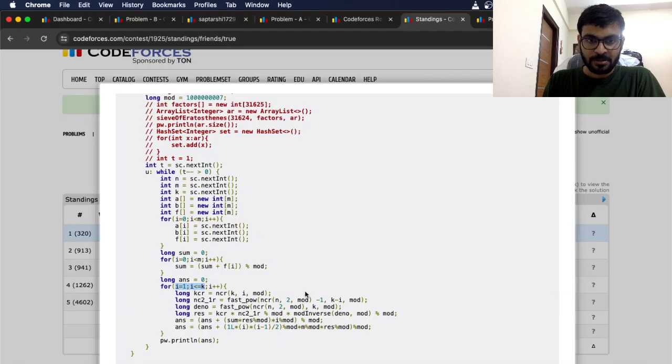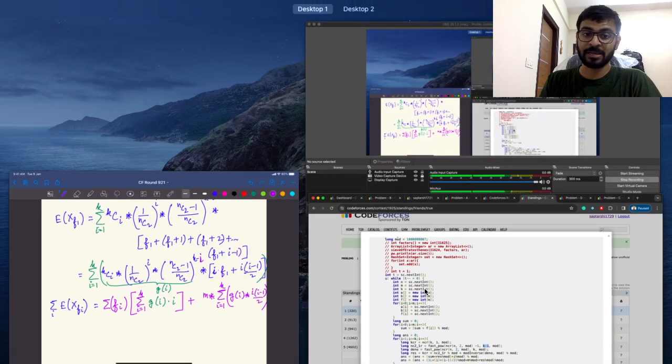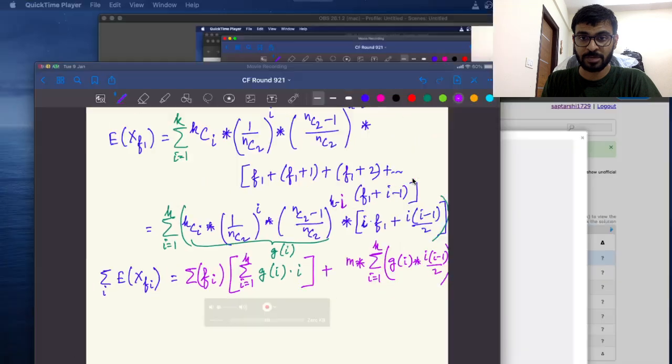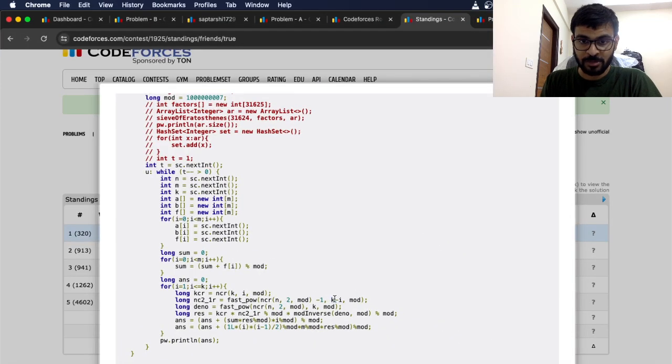Let's see. KCI, this is KCR. So I formed this KCI over here. And then this is NC2 minus 1, NC2 minus 1 C k minus I, modulo mod. We are finding first of all NC2 minus 1 and then raising it to the power of k minus I. NC2 minus 1 to the power k minus I. If I go over here, NC2 minus 1 to the power k minus I.